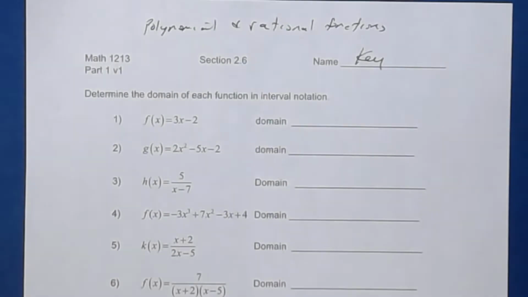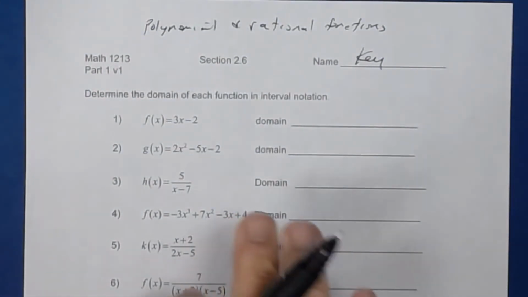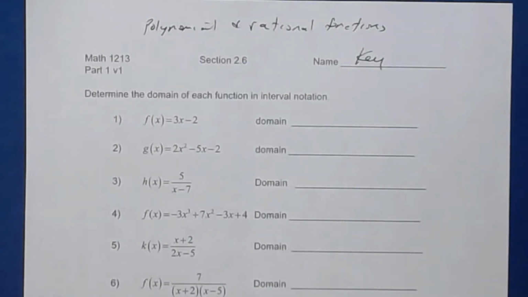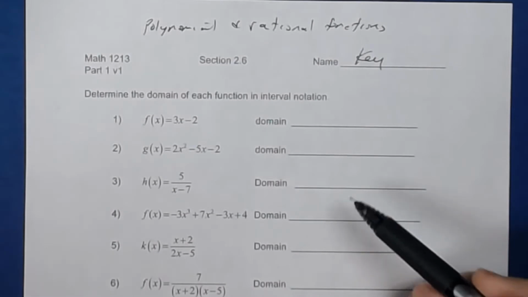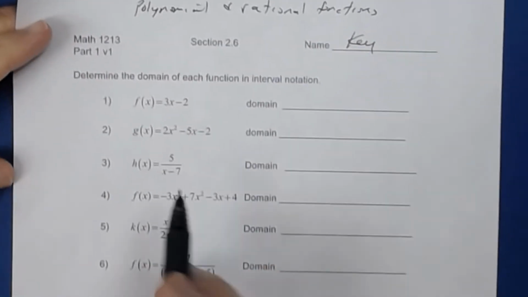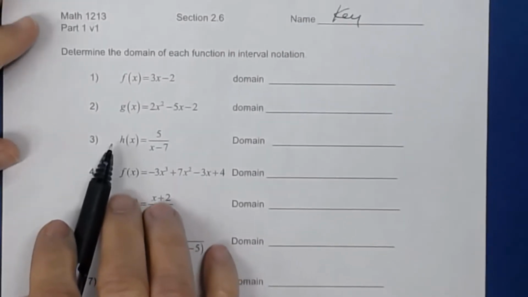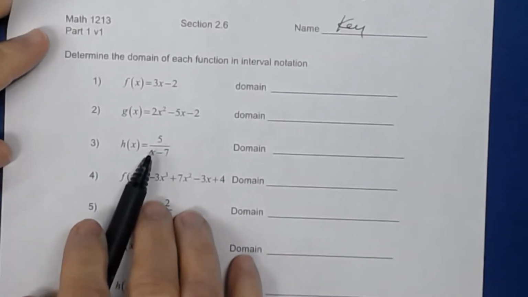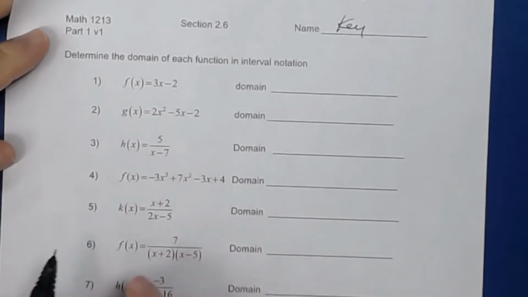Now, you want to state the domain in interval notation. On my math lab, they may ask you to state it as an inequality, so I'll mention that as well. But if we go to, let's say, number 3, you have to recognize that that's a rational function.